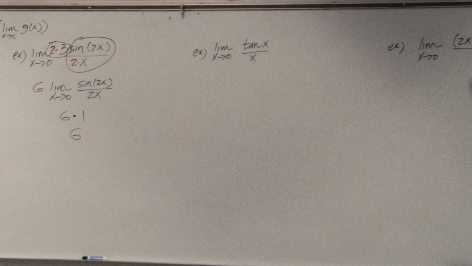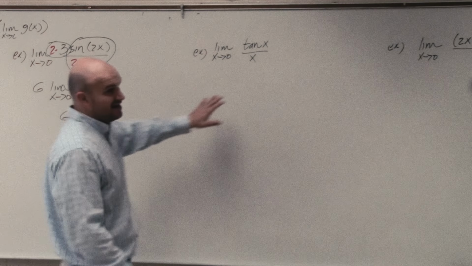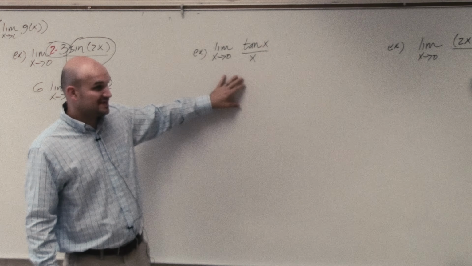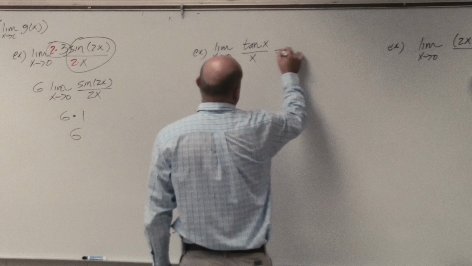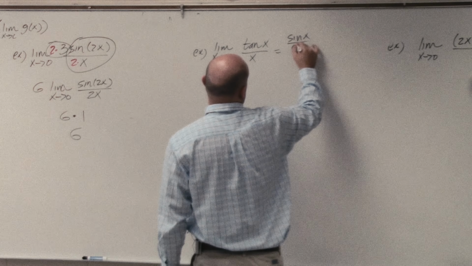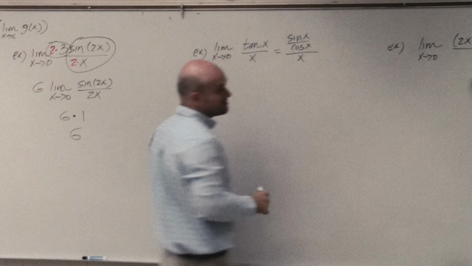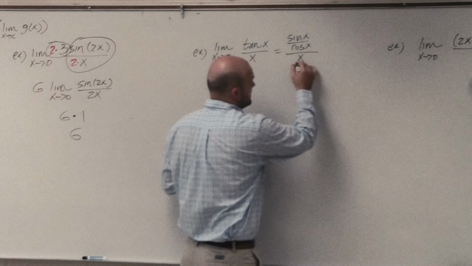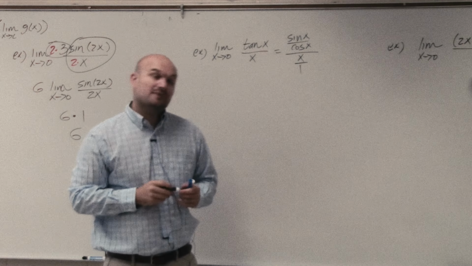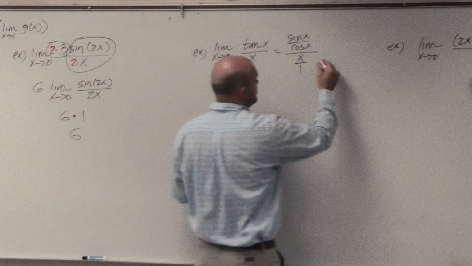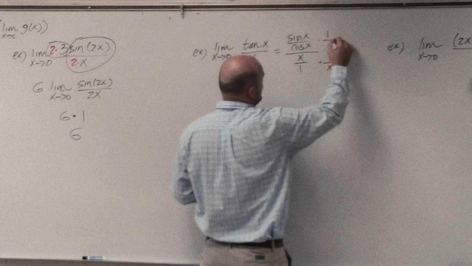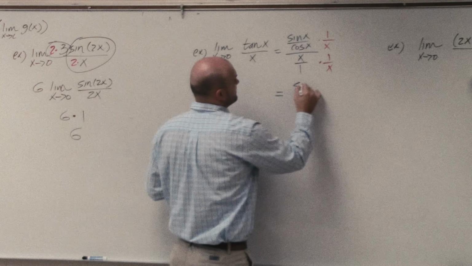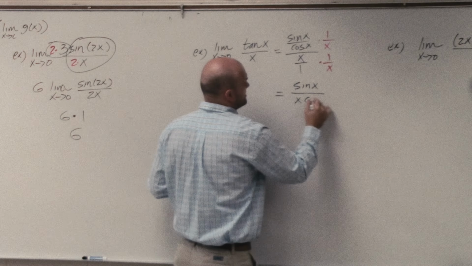All right. But for this next one, we have an issue because this one's tangent, right? We don't have anything for tangent. However, we do realize that tangent is sine of x over cosine of x. Remember, tangent is sine of x over cosine of x? So then I can think about this as a fraction divided by a fraction. And when I have fractions divided by fractions, I always like to multiply by the reciprocal. So now, by simplifying this, I have sine of x over x times cosine of x.